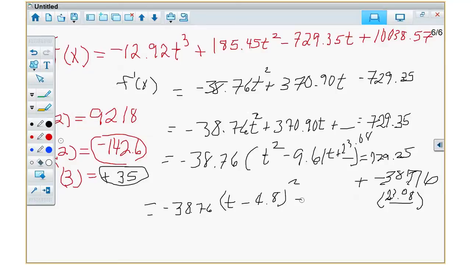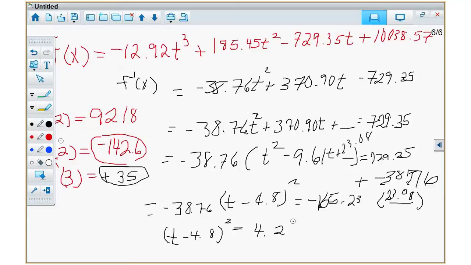Squared is equal to, I need somebody to take 729.25 minus whatever all that other stuff is. Negative 165.23. Now divide that by negative 38.76. And that's going to give us T minus 4.8 squared is equal to what? 4.26.